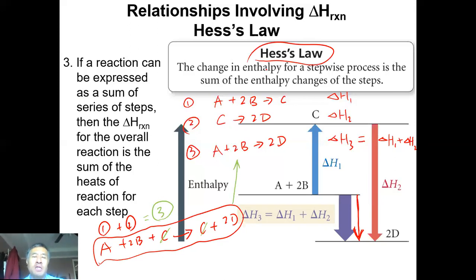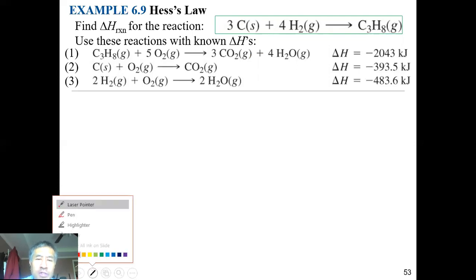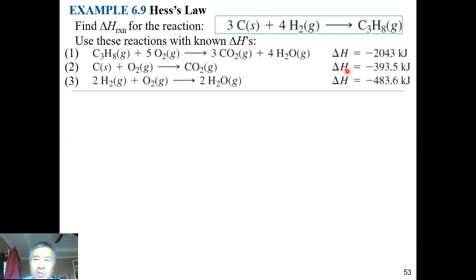In the next few problems, we are going to use Hess's law. For example 6.3, Hess's law: find delta H of reaction for the reaction circled in this drawing, using three reactions with known delta H. Three equations are given to you, and all of them have delta H. You want to use Hess's law with these three equations, each with a delta H, to find delta H for this equation. What you do is manipulate these three equations.